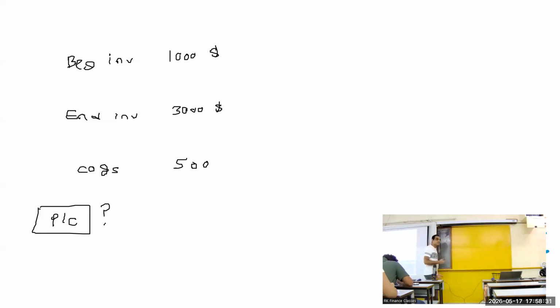Beginning inventory $1,000. Ending inventory $3,000. Sold, which is called as cost of goods sold, that is sold, is 500. What is the purchase? Last time इजी था. Beginning, purchase, sell दिया था, पूछा था इन्होंने ending. थोड़ा सा ट्विस्ट किया.